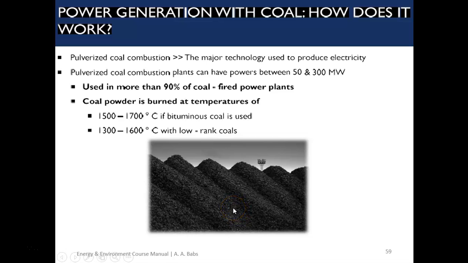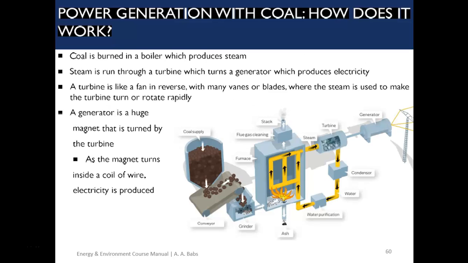All right, so let's continue with our explanation of how energy is extracted from coal and converted to electricity. Coal is burned in a boiler which produces steam. The steam is run through a turbine which turns a generator which then produces electricity. A turbine is like a fan in reverse. It has many blades or vanes where the steam is used to make the turbine turn or rotate rapidly.